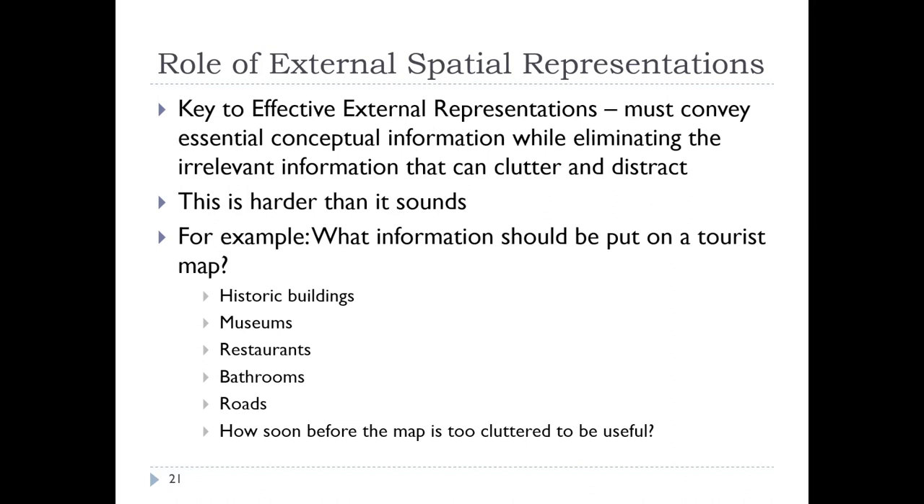And so here, think of this example. What information should you put on a tourist map? So I'm going to make a tourist map of my town, which is world famous, and what do I want to put on there? Historic buildings? Sure. Museums? Absolutely. Restaurants? Definitely. Bathrooms? Maybe that should have been the first thing. Roads? Hotels? Rent-a-car places? You can see that the map gets cluttered really fast. Okay, and so what is the most effective information that I have to have? And what becomes clutter and distraction? Subjective, right? It's not objective, but it is important.